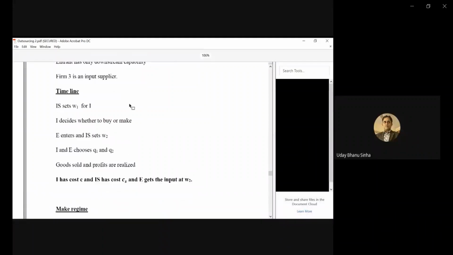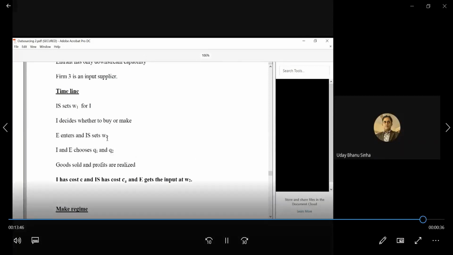Game ends. Three stages. One stage is IS sets W1 for I, and then I decides whether to accept this or to make the input. E enters, IS sets W2, and then E chooses. E doesn't have any option of producing in-house. So this W2 is quoted, and if it is worthwhile for E to remain in the market and produce, only then will it do so. When IS sets price W2 for the input, it knows that this W2 might be so high that it can induce the entrant to stay out of the market. So that option is also available.